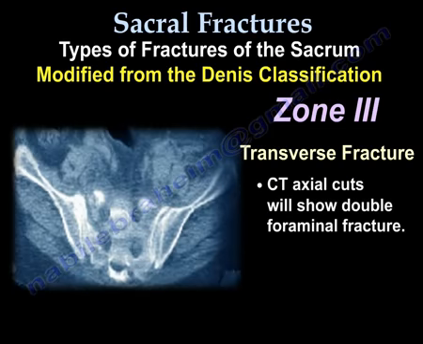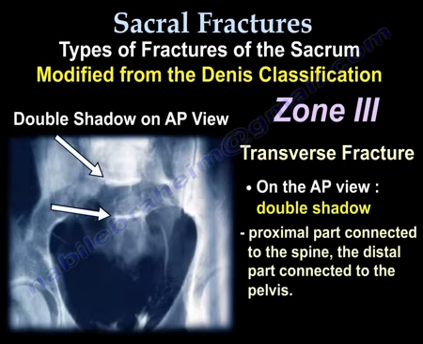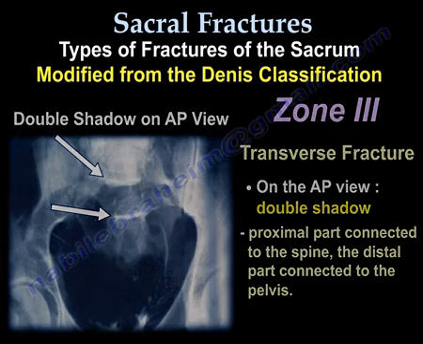The CT axial cuts will show a double foramen. You'll find a double shadow on an AP view. The proximal part of the sacrum is connected to the spine. The distal part is connected to the pelvis through a very narrow strip of sacrum, ala, and SI joint.